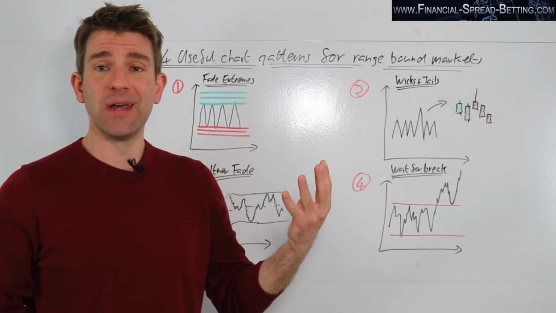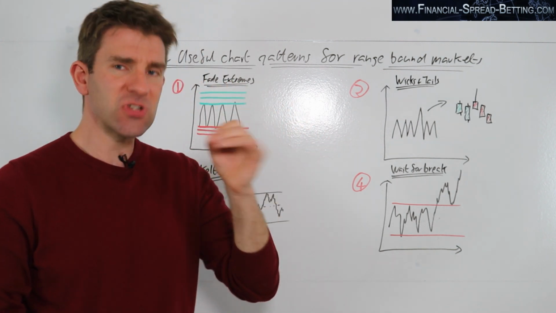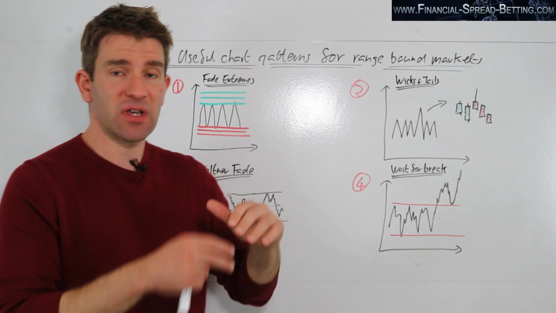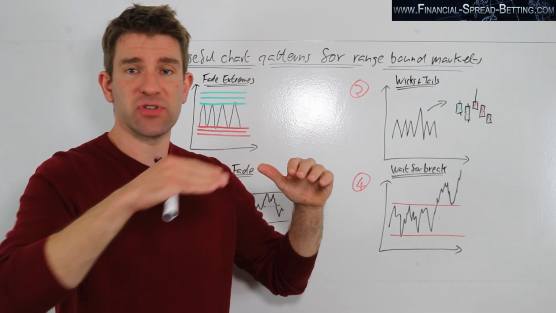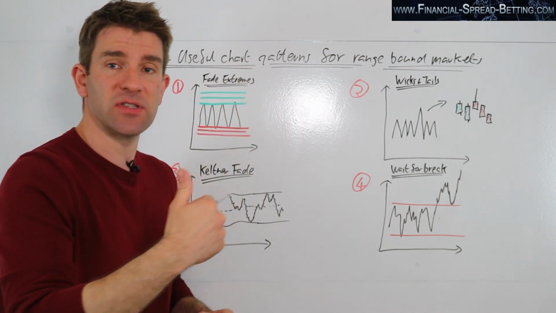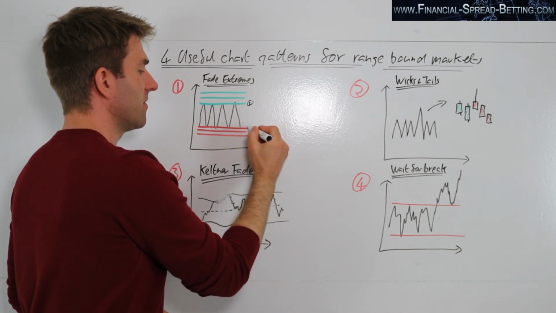So I've got 4 for you now, and the first one is a simple fade extremes. Now, there's a slight twist to this. We'd normally draw our support and resistance levels on, pretty standard stuff. We find a lot of price bouncing off a level, that's our support, and to the upside, that's our resistance. And we tend to bracket it like this. So we'd have a range here as our first level.